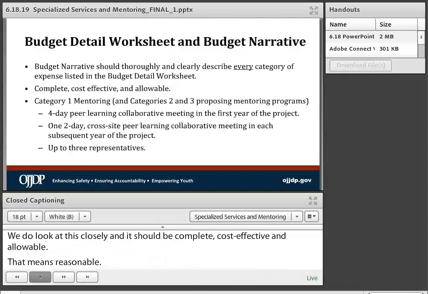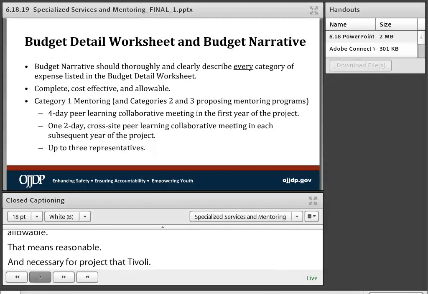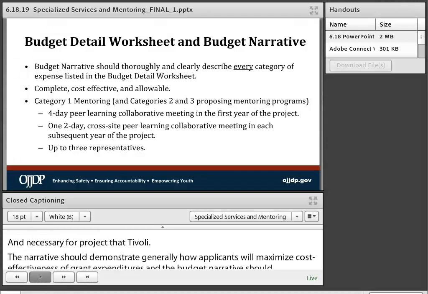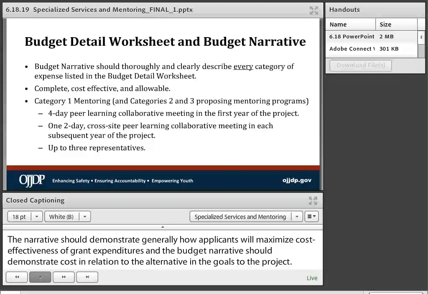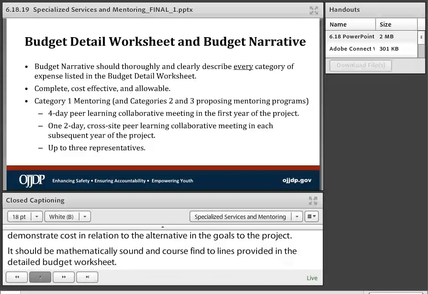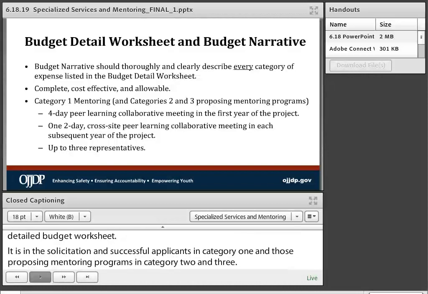The narrative should demonstrate generally how applicants will maximize cost effectiveness of grant expenditures, and the budget narrative should demonstrate cost effectiveness in relation to potential alternatives and the goals of the project. It should be mathematically sound and correspond clearly with the line items provided in the budget detail worksheet. The detail worksheet is within the solicitation, and successful applicants in Category 1 and those proposing mentoring programs in Category 2 and 3. So I'll say that again. Category 1 must. Category 2 and 3 if you are proposing mentoring programs.